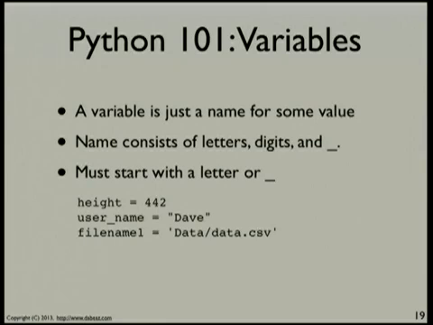If you want to assign a variable, just assign a name to some value, like height is 442 or name is Dave. Okay, so just a variable name and a value. If you come from other programming languages like Java or C, you don't declare types. So you don't say it's an integer or a float. The type comes from what you assign it. Like 442 is an integer, for instance.